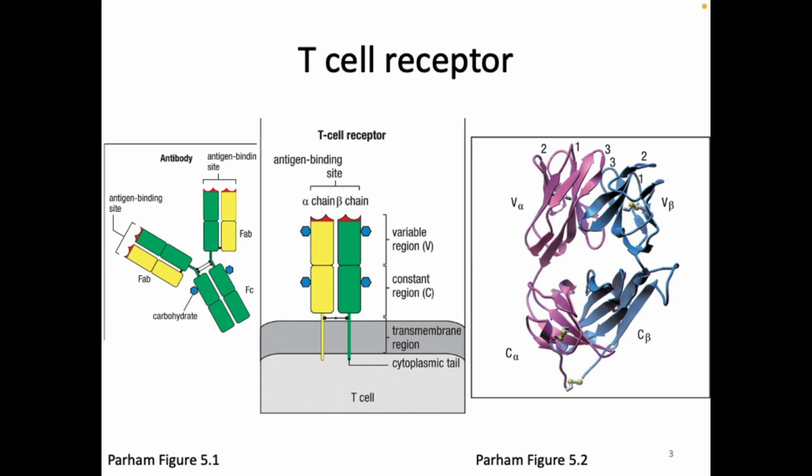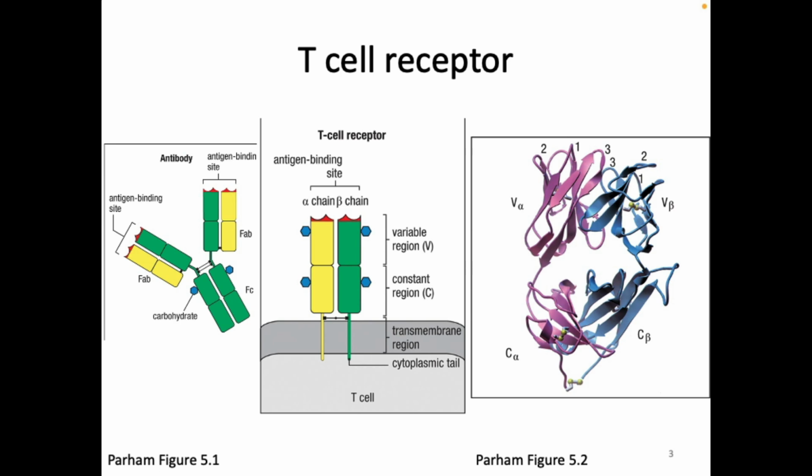They have a variable region and a constant region. They're connected by a disulfide bond. They have this really short transmembrane region and a really short cytoplasmic tail. And they have the three little complementarity determining or CDR loops at the ends that would make contact with antigen. And in a lot of ways, that T cell receptor is structurally very similar to an Fab portion of an antibody that also has a transmembrane domain.